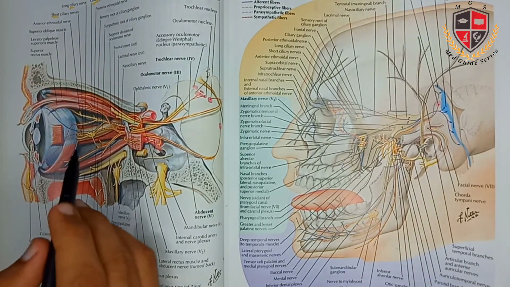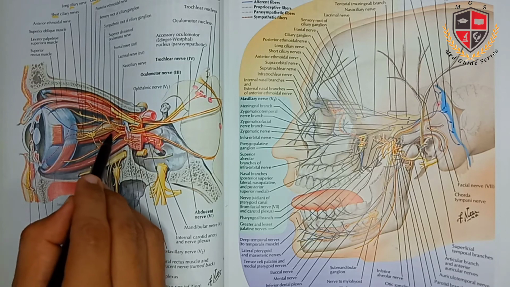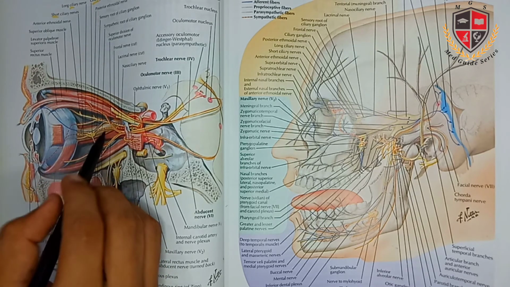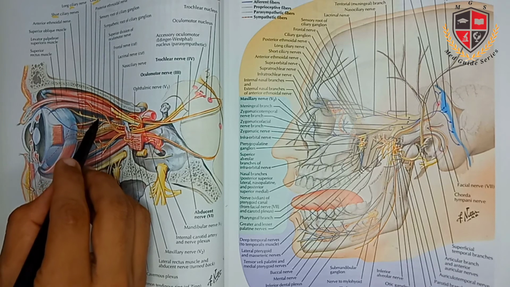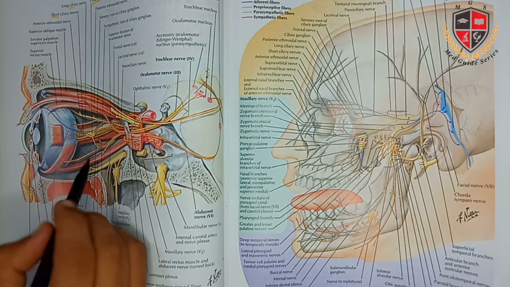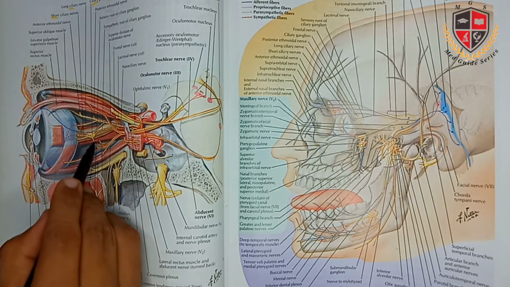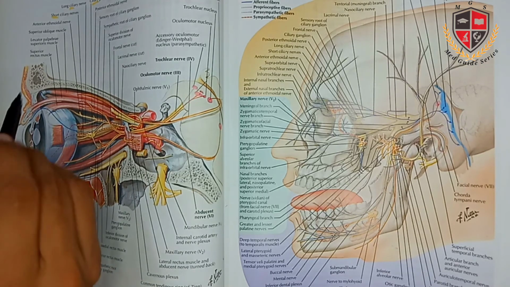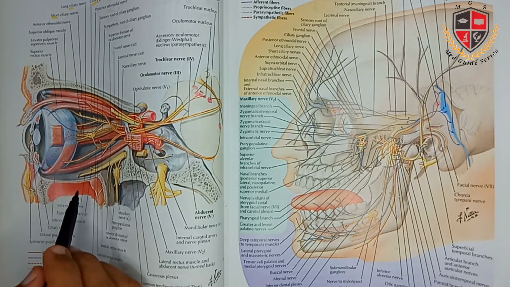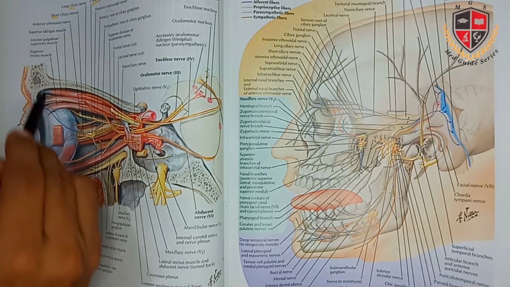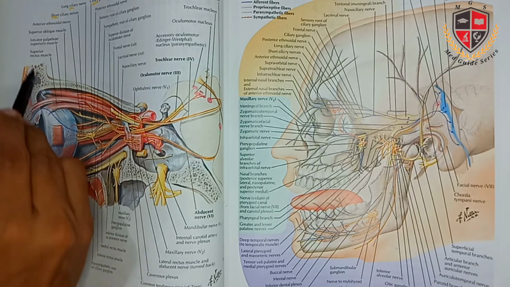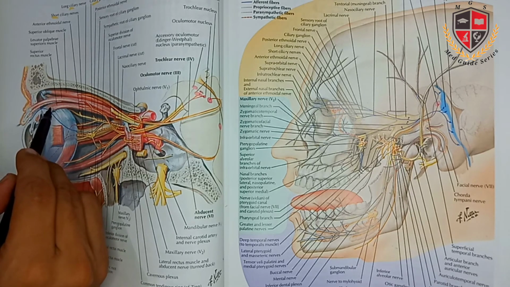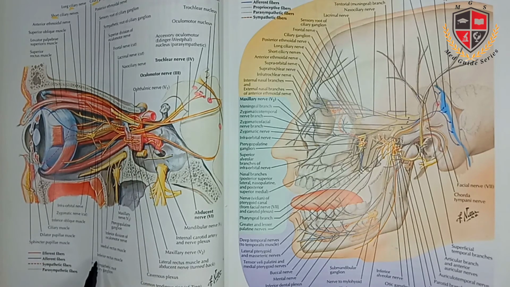The muscles which the motor fiber of the oculomotor nerve supplies are the medial rectus muscle. This is the medial rectus muscle, and the inferior oblique muscle. Then the levator palpebrae superioris muscle. This is the levator palpebrae superioris muscle. Then the superior rectus muscle and inferior rectus muscle. This is the inferior rectus muscle.